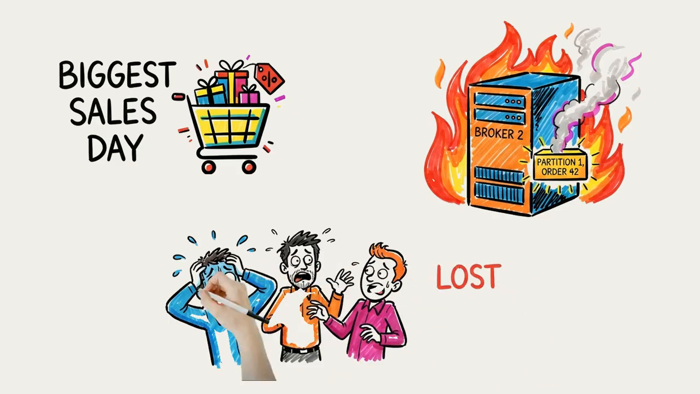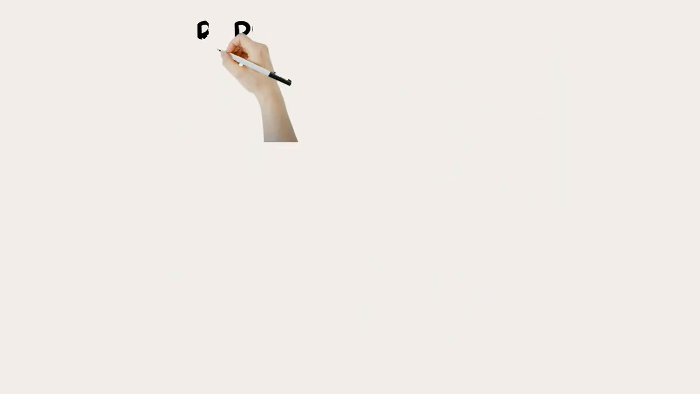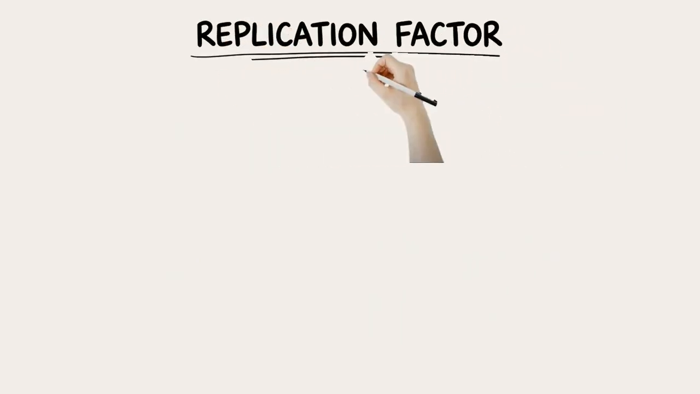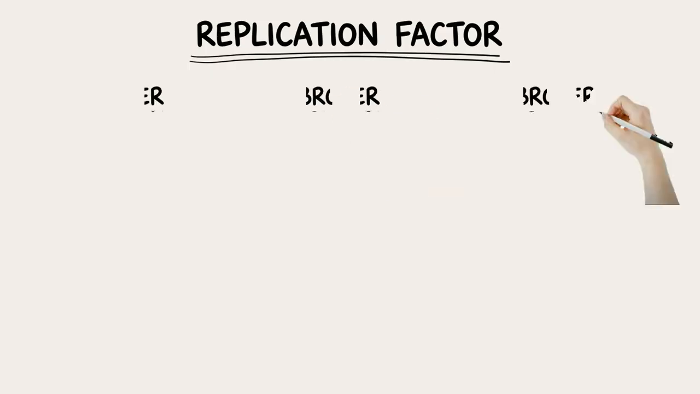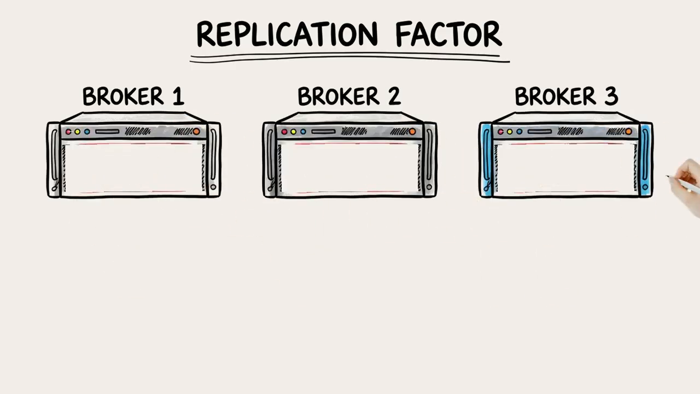If Kafka stored only one copy of each partition, the answer would be yes. The machine died, the data died with it, and your support team is about to have a very bad night. Kafka avoids that by never trusting a single machine. Every partition is copied across multiple brokers. The number of copies is called the replication factor. If the replication factor is 3, then partition 1 exists on 3 brokers at the same time.